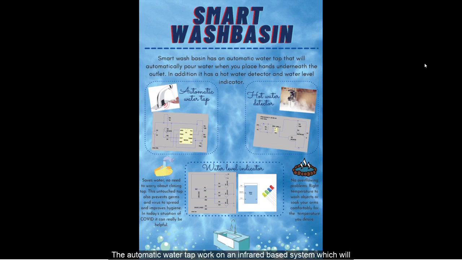The automatic water tap works on an infrared based system which will detect interruption of infrared rays from hands or any objects like utensils, bottles, etc. and will pour water from the faucet on the object. For the water level indicator, when the circuit is completed according to the level, the LED will glow to indicate the user. In the hot water detector, an NTC thermistor is used. When it receives heat, its resistance decreases, which will activate the transistor and the LED will light up when the temperature is high. In all the above functionality, the transistor is working as a switch.